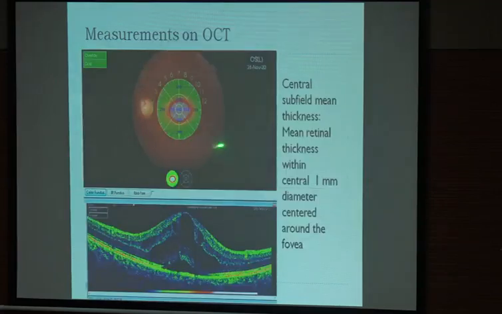What is important? This is an image of a radial scan, and we have the ETDRS grid superimposed on it, so we have nine zones. What is important is this central 1 millimeter diameter zone, which we call the central subfield zone, and the machine takes into account the mean thickness of the retina in this zone. That is called the central subfield thickness. In most of the studies we see this being reported.